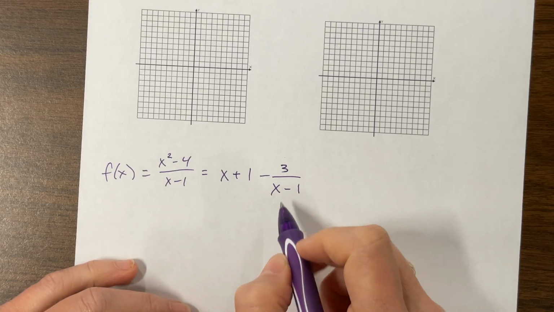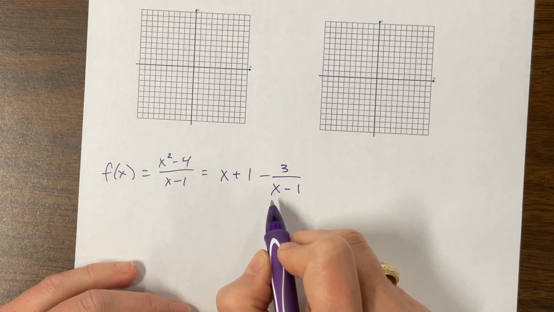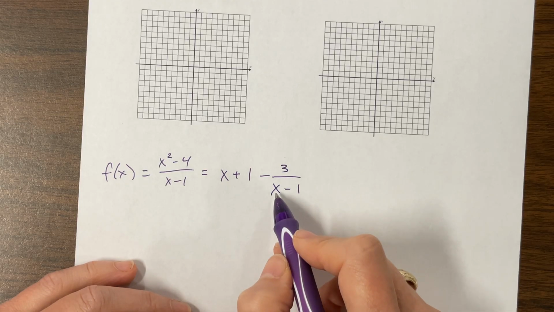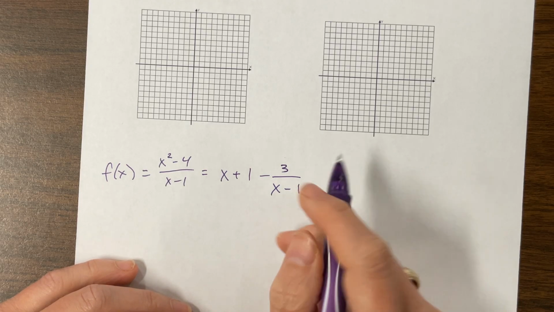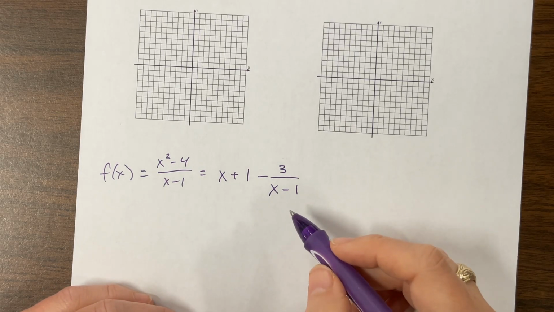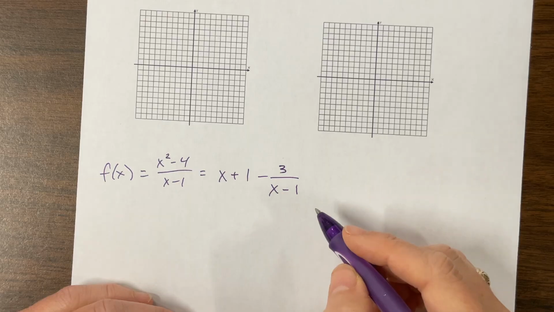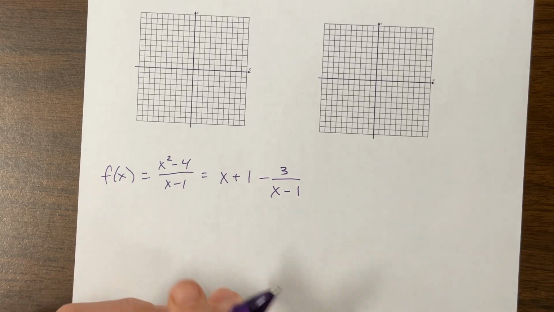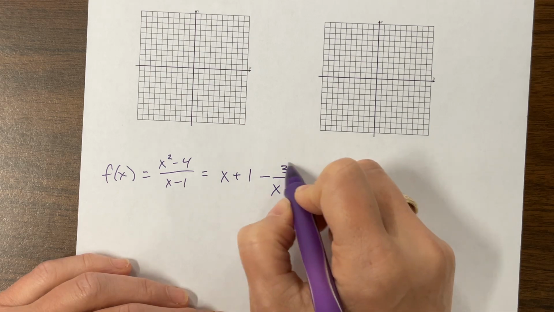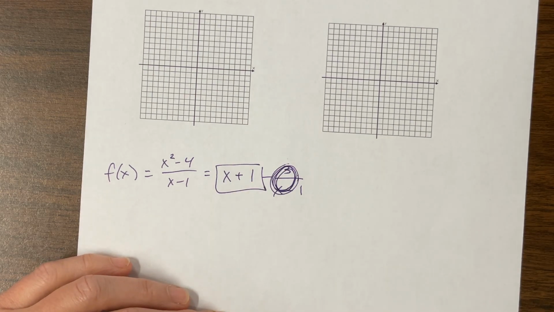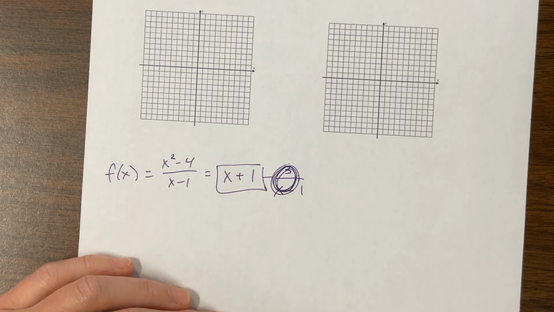Well, what's going to happen is x gets ridiculously large. Say I have $3 and I share it with 1,000,000 minus 1 people. If I'm sharing $3 with almost 1,000,000 people, it's not technically 0, but it might as well be. You're going to get almost nothing out of that. And so as x gets ridiculously large, this whole term goes to 0, and what we're left with is this line right here. This line is our slant asymptote.